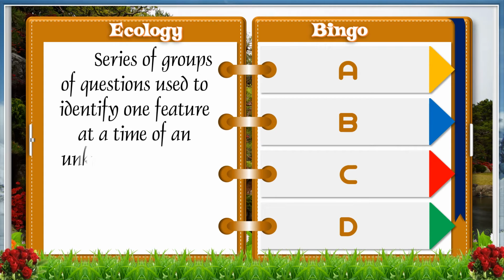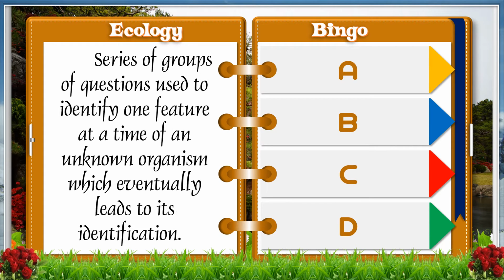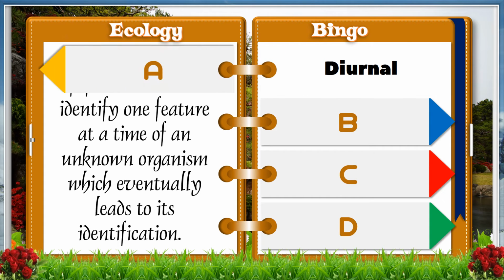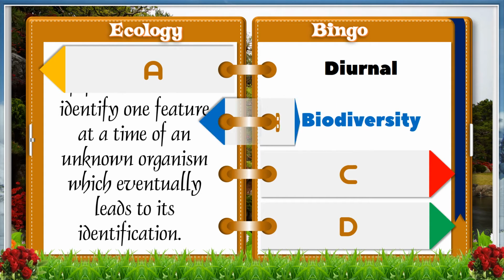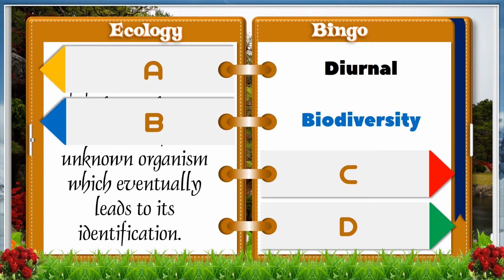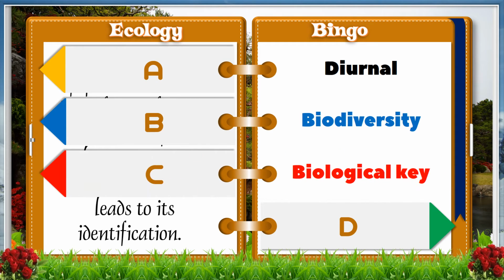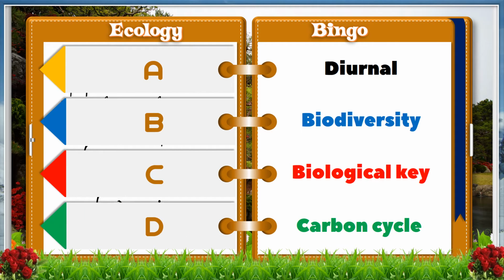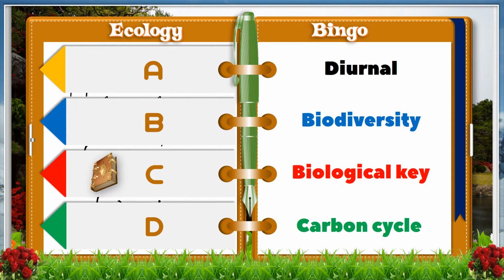Series of groups of questions used to identify one feature at a time of an unknown organism, which eventually leads to its identification. A. Diurnal. B. Biodiversity. C. Biological key. D. Carbon cycle. The answer is C. Biological key.